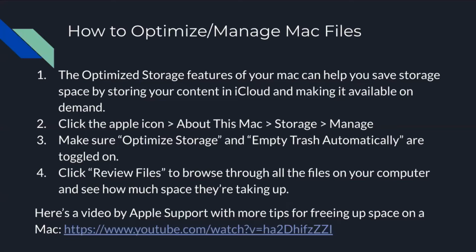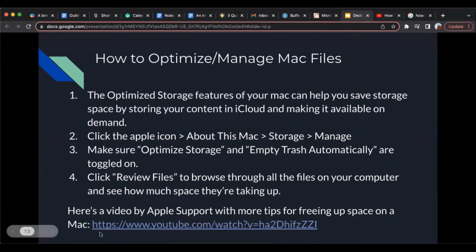And you want to make sure that the Optimize Storage and Empty Trash Automatically options are toggled on. You would do that simply by checking the box right next to those options. After that, you can click Review Files to browse through all the files on your computer and see how much space they're taking up. Just to touch back on what we were talking about earlier about system files: System files are the critical documents on your computer, and your computer basically cannot run without them. So yeah, that's what they are.